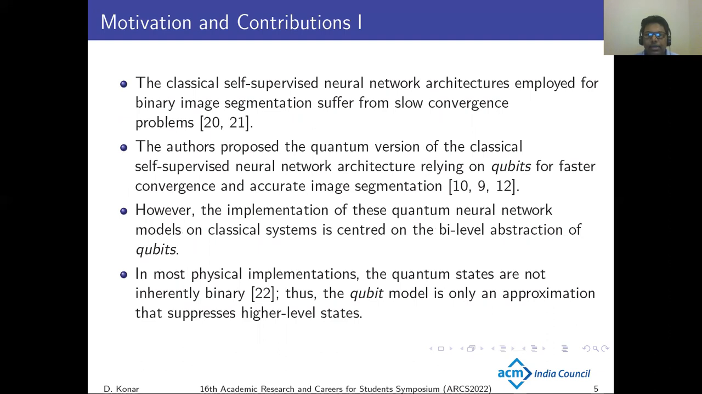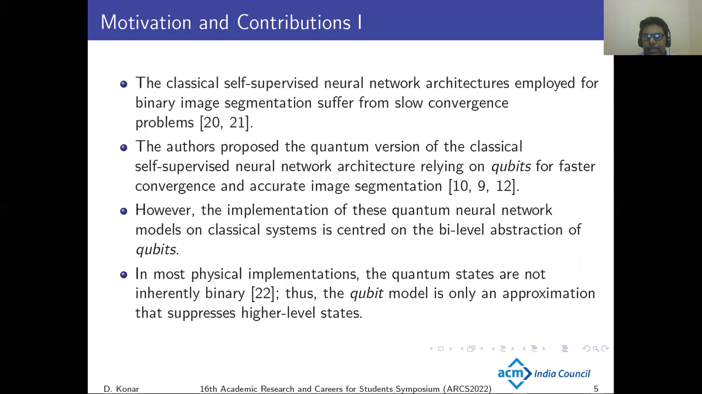The main motivation, as I just said, is that classical self-supervised neural network architectures suffer in image segmentation. In the past we also tried to propose quantum versions of classical self-supervised neural network architectures for image segmentation using qubits. However, the convergence of the network architectures was not as good as we expected. The reason is that quantum neural networks or quantum-inspired neural networks based on qubits rely on a bilevel abstraction, but in reality, most physical implementations of quantum systems are multi-level states. We do not dare to implement D-level information systems, so we are just sticking to 3 levels, called Qutrit.